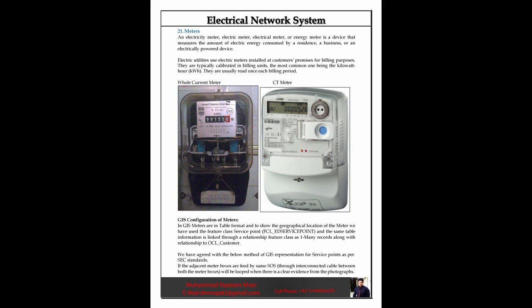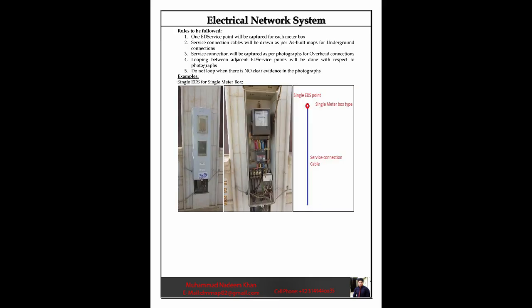If the adjacent meter boxes are fed by the same SOS, the interconnected cable between both meter boxes will be looped when there is clear evidence from the photographs. Rules to be followed. 1. One EDS service point will be captured for each meter box.